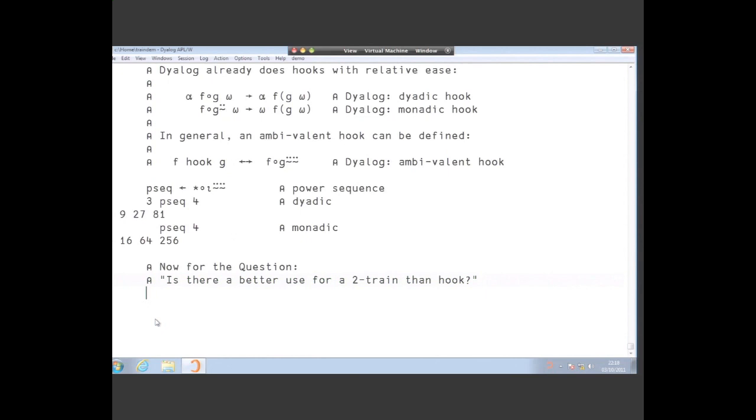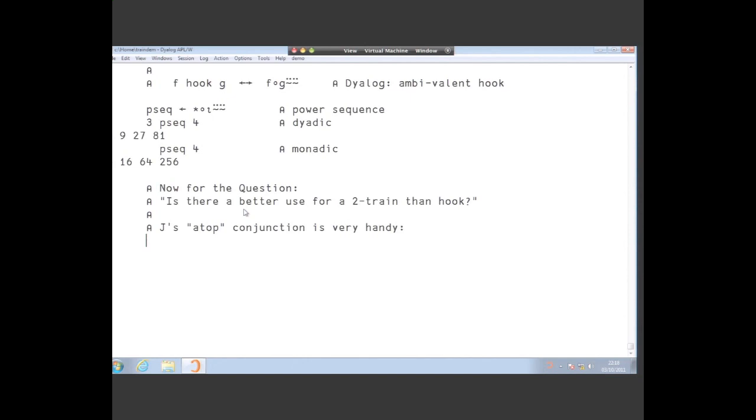Now, J has an atop conjunction, which is not only handy, but it's actually vital. In fact, I think I was telling you a fib, a porky pie in Cockney rhyming slang. I was telling you a porky. You need the atop conjunction to generally translate an arbitrary parse tree into function trains. You really need atop. I'll come back to that in a moment.